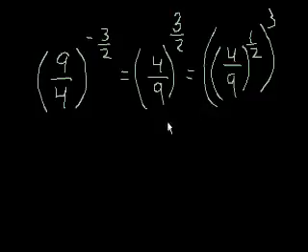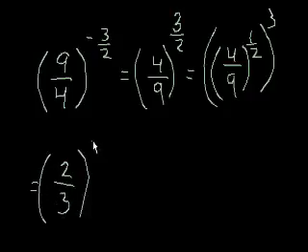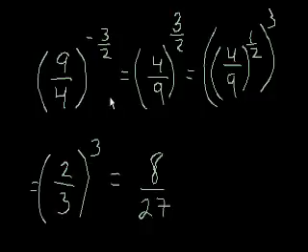4 over 9 to the 1 half, I think at this point you know that's the same thing as 4 to the 1 half, which is 2, over 9 to the 1 half, which is 3, and then we have to just raise everything to the 3rd power. And that's the same thing as 2 to the 3rd power, which is 8. Sometimes the computer acts funny. Divided by 3 to the 3rd power, well, that's 27. There we have 9/4 to the negative 3 halves power is equal to 8 over 27.